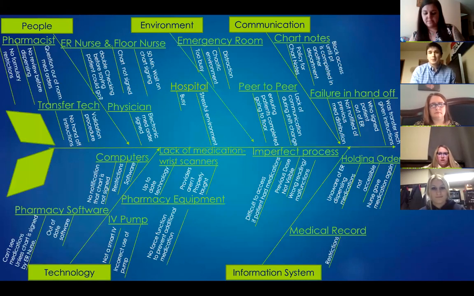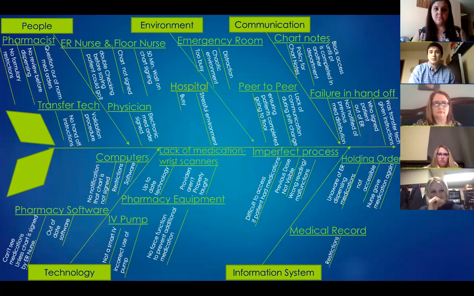So this is our fishbone diagram for our presentation, and we started to build towards the harm from medical care rather than an underlying disease. And then from there, we built off 5 branches, being people, environment, communication, technology, and information system. And then from those big branches, we have little branches. For instance, we can look at technology. Our little branches are pharmacy software, IV pump, pharmacy equipment, computers, and lack of medication risk scanners.